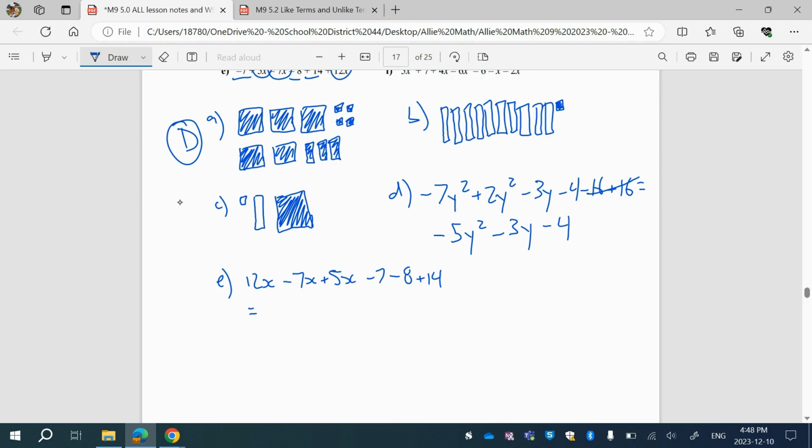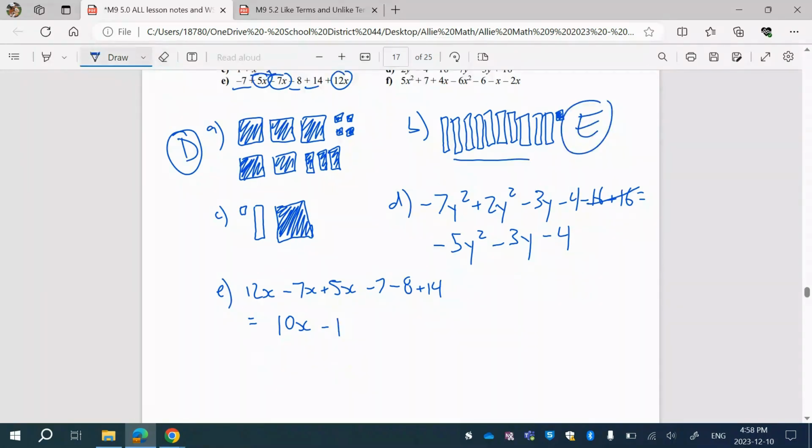12x subtract 7x is going to be 5x. And 5x plus 5x is 10x. And next we have negative 7 subtract 8 is negative 15 plus 14. Okay, classic Allie, got cut off. Let's do the last part together.